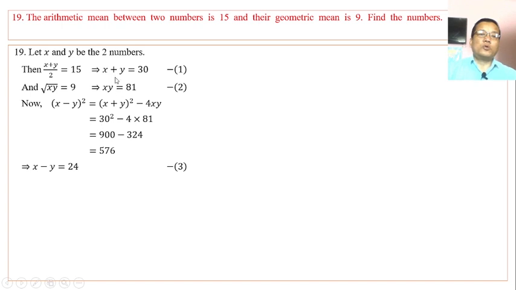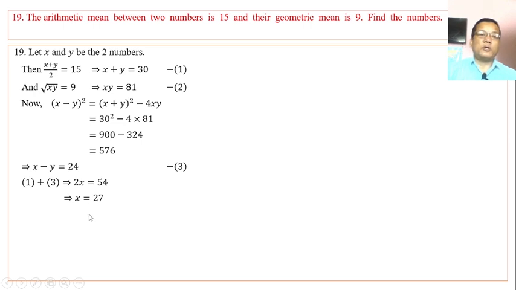Therefore, adding equation 1 and equation 3, we solve for x and y. Adding, we get twice x on the left, and on the right 30 plus 24 is 54. That gives x equal to 27.